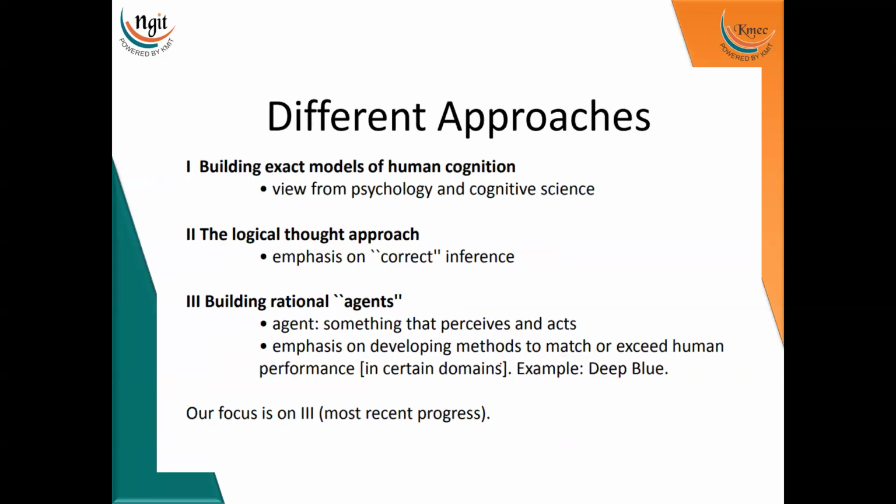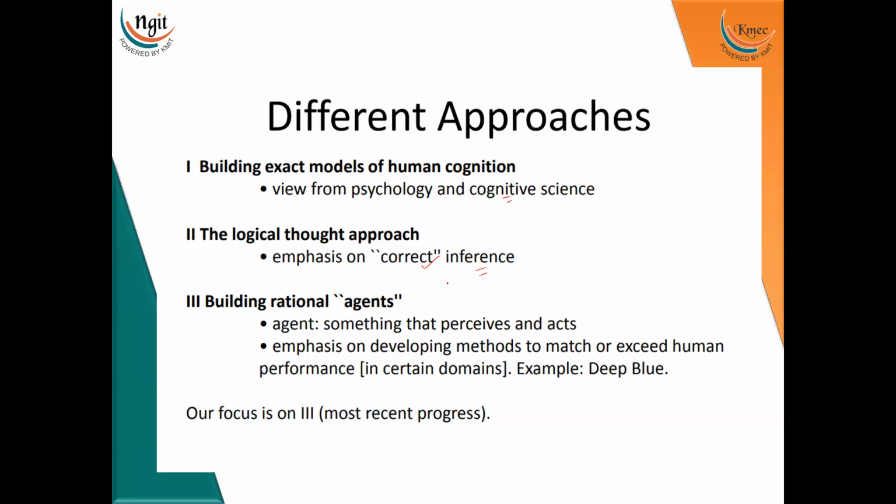Let us see the different approaches to AI. The very first one is building exact models of human cognition, viewed from psychological and cognitive science. This is a very important field nowadays. Then the logical thought approach, which emphasizes correct inference; we are going to discuss inference in unit 2. And then building rational agents.